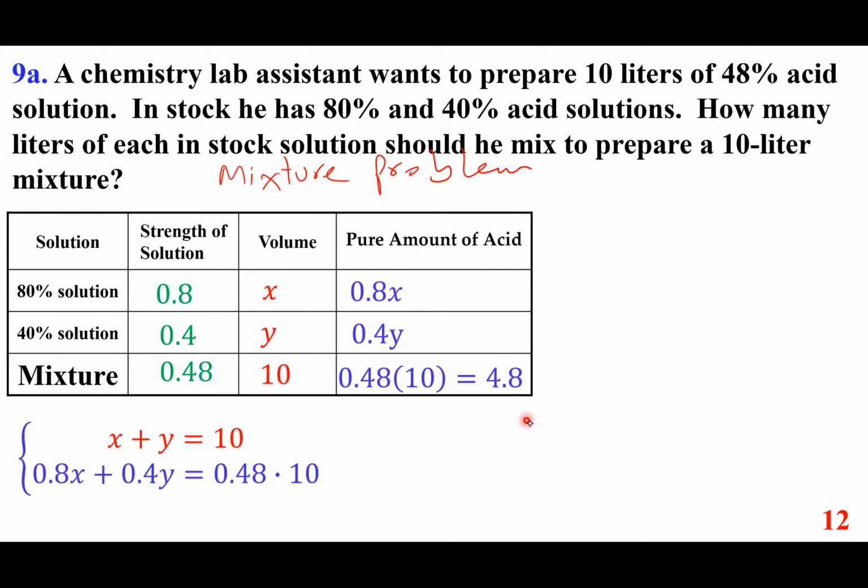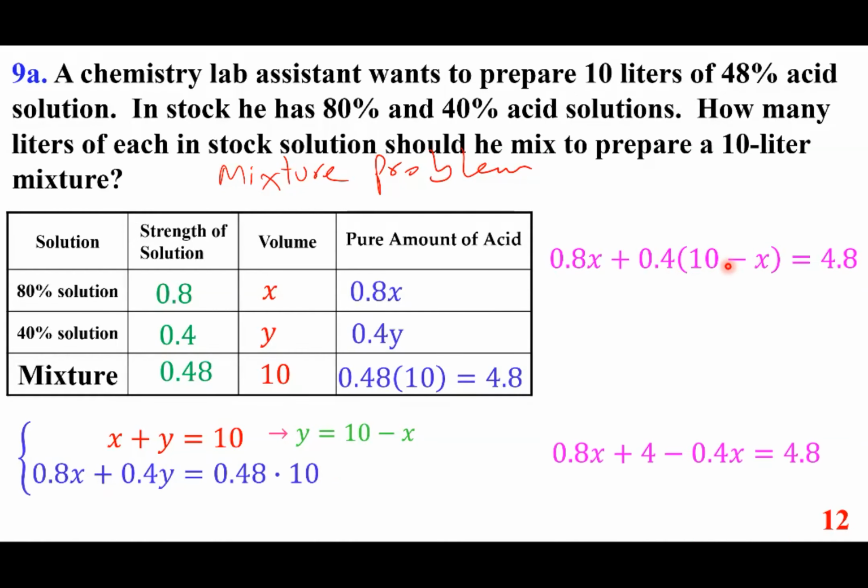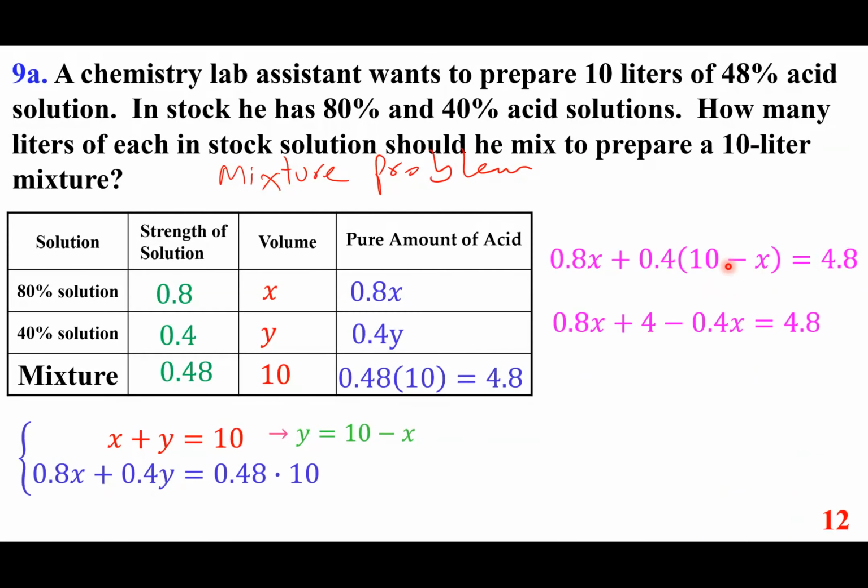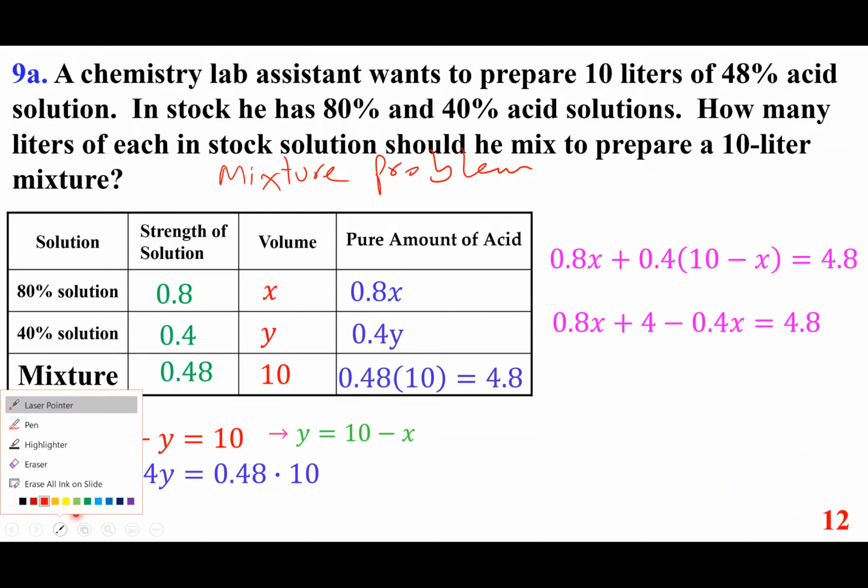And this is a simple system to solve. You can use any methodology that you've learned. So substitution, Y is 10 minus X. And this is 0.8X. This one is 0.4 times 10 minus X. And the right side is 4.8. Now you are going to distribute. This gives us 4. This gives us minus 0.4X. So the main part is coming up with the table and these two equations. The rest is elementary algebra, very basic.